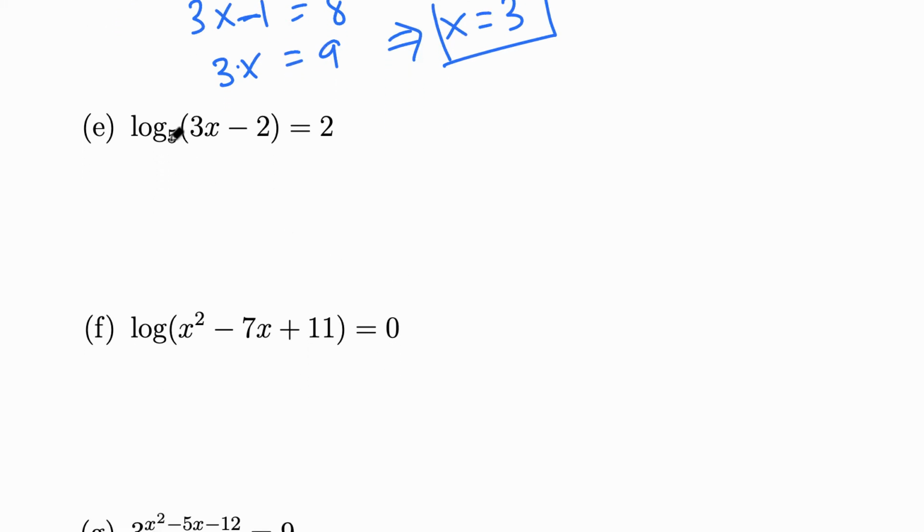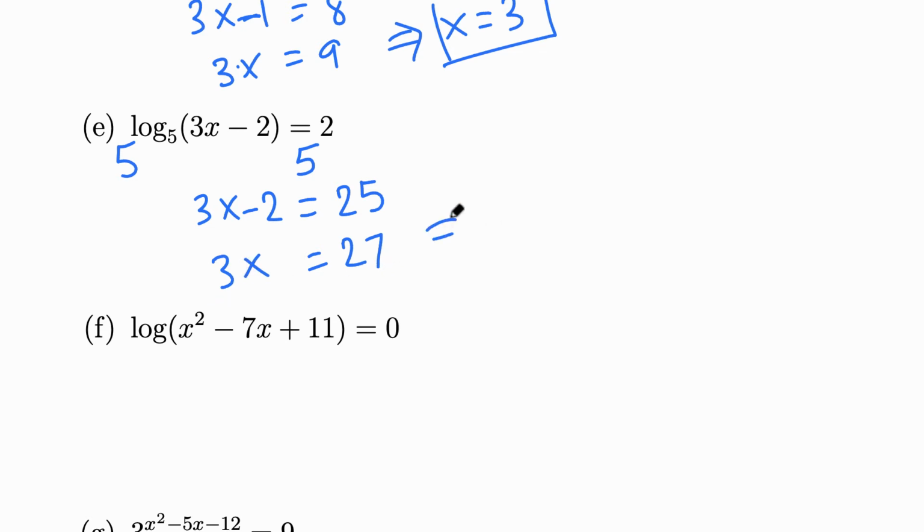In the same way, we have base 5, so 5 raised to the left-hand side equals 5 raised to the right-hand side. 5 and log base 5, their actions cancel. 3x minus 2 equals 5 squared, which is 25. Add 2 to both sides, so 3x equals 27. Now divide by 3, so x equals 9.